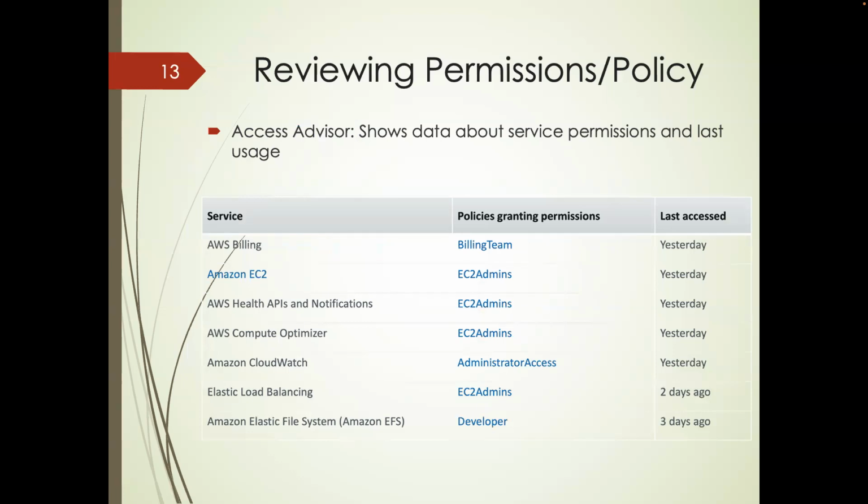And that can be done in AWS IAM via a component called Access Advisor. Now, this Access Advisor shows the data about the service permissions and last usage. That is, when was the last time this permission was used. Okay, so take an example here. We have a service called AWS Billing, and here the permission assigned is billing team. And was it last accessed? Yes, it was, and it was accessed yesterday. So this way you can keep track of the permissions and when these permissions were last accessed.